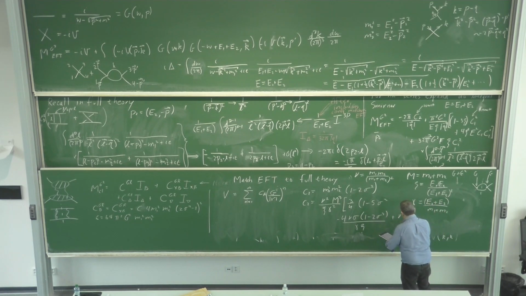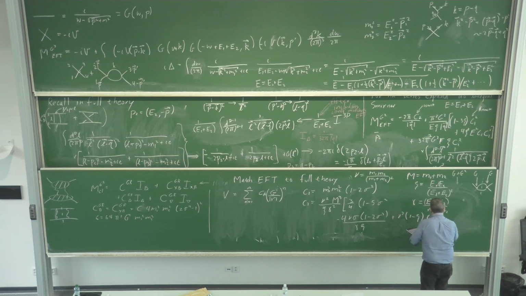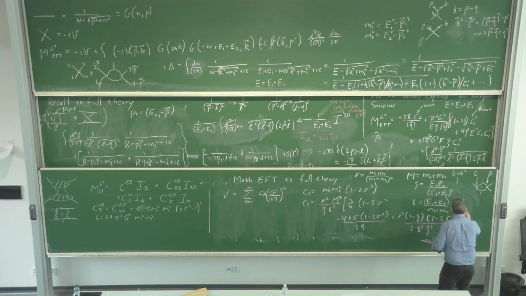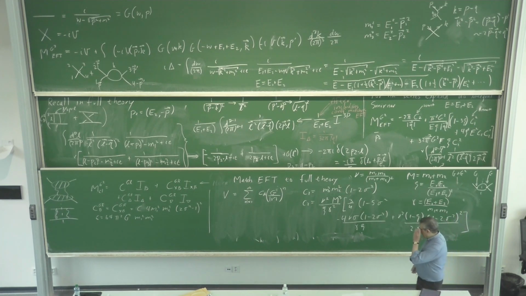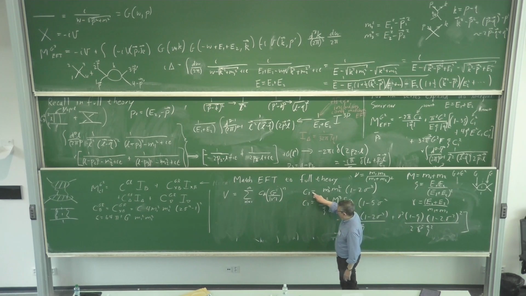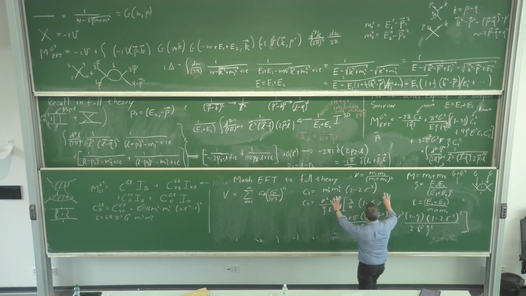plus nu square, 1 minus xi, 1 minus 2 sigma squared, that thing squared, divided by 2 gamma cubed xi squared. Okay, that's the answer. Looks a little bit messy, but this thing contains all orders in velocity, both of these expressions, this coefficient, all orders in velocity.